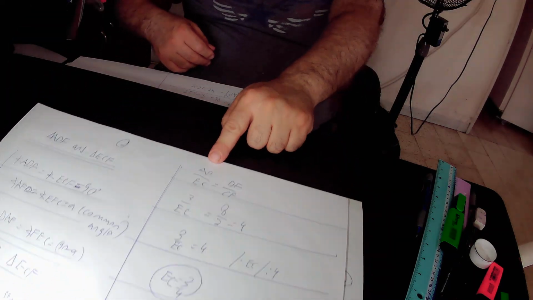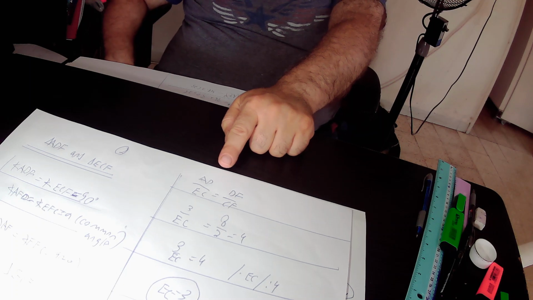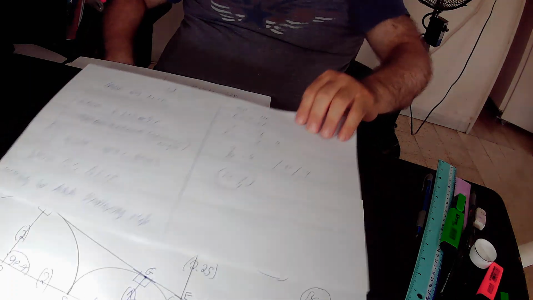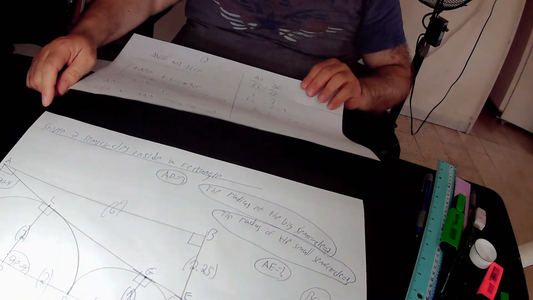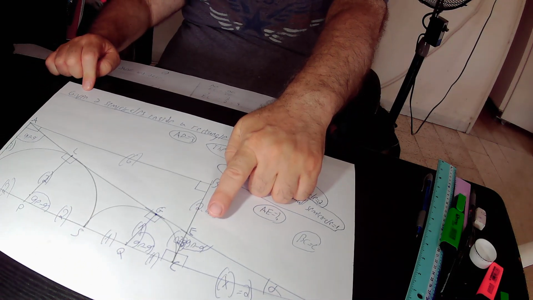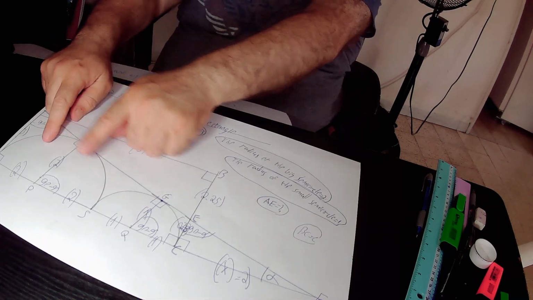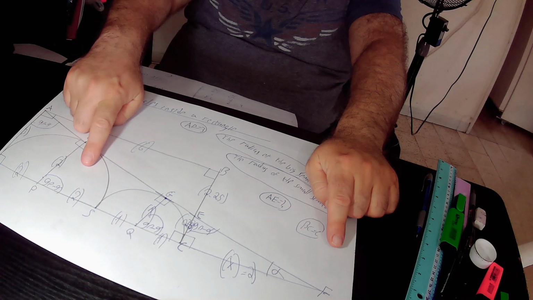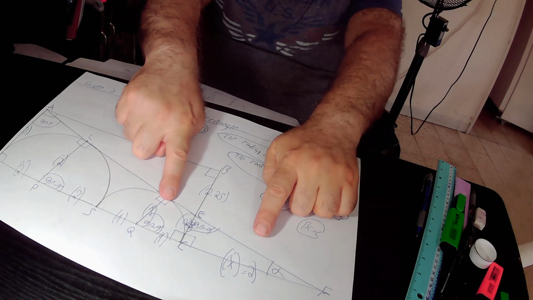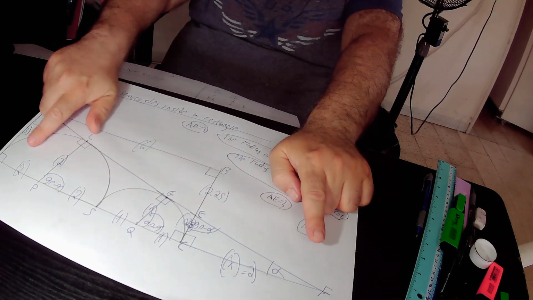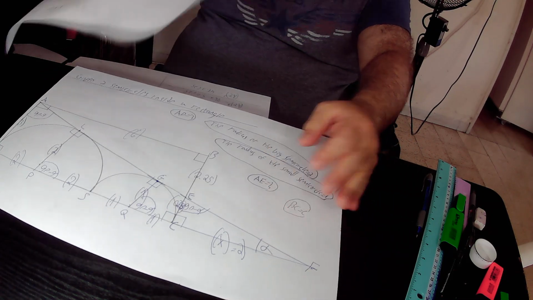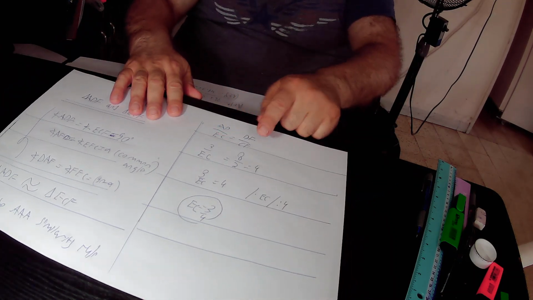AD is 3 according to what is given in the question, over EC. EC is the missing side, therefore we leave it as it is. Equals DF. DF in total equals 2 plus 2, that is 4, plus 1 plus 1, that is in total 6, plus 2, that is 8. So DF in total is 8, over CF. CF is 2. So in conclusion, 3 over EC equals 8 over 2.